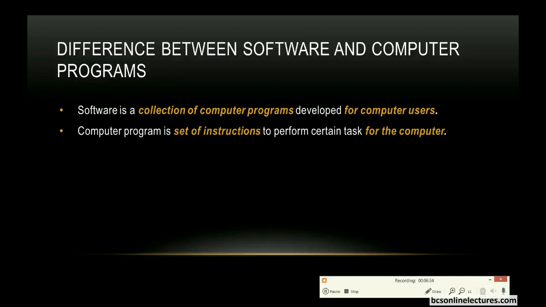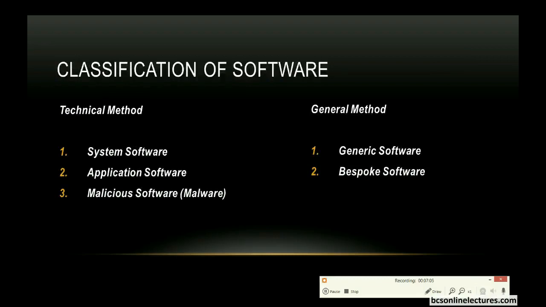But today's lecture is about the classification of software. We can categorize software in many different ways. More generally, by considering the availability of the software, we can divide it into generic software and bespoke software. But more technically, we can divide it into three categories: system software, application software and malicious software. In some textbooks, you will find only system software and application software categories.